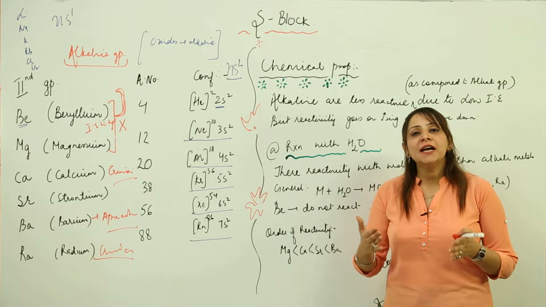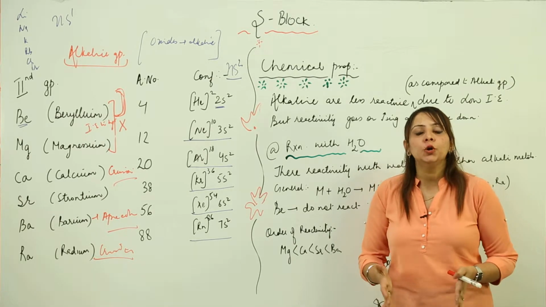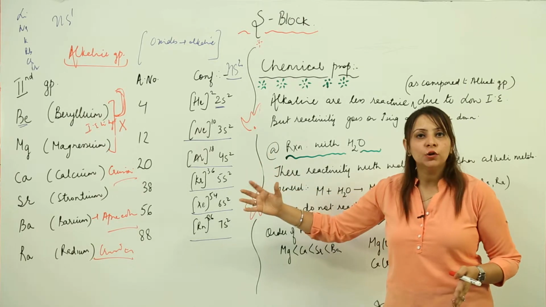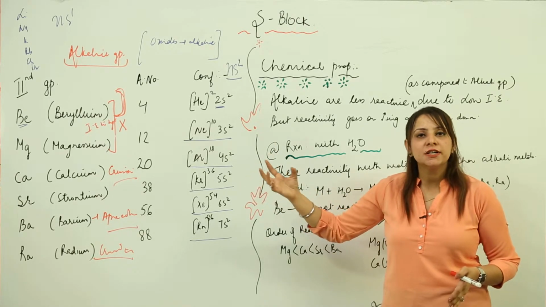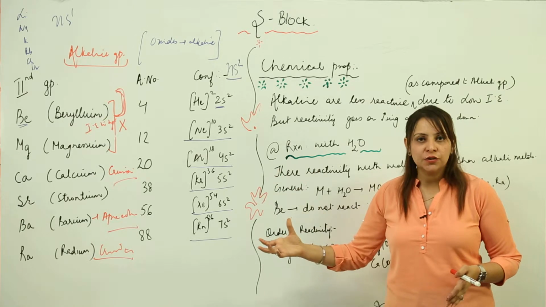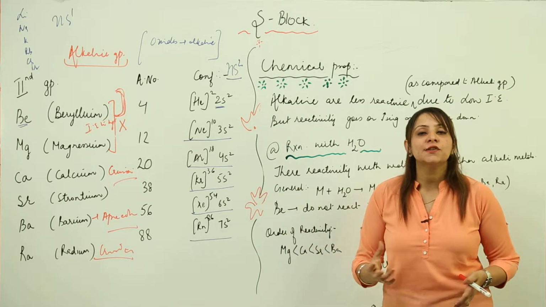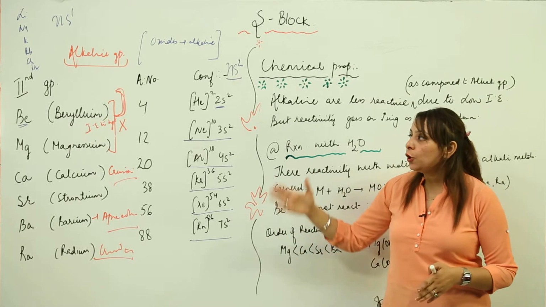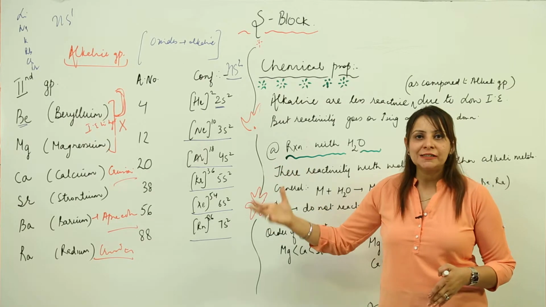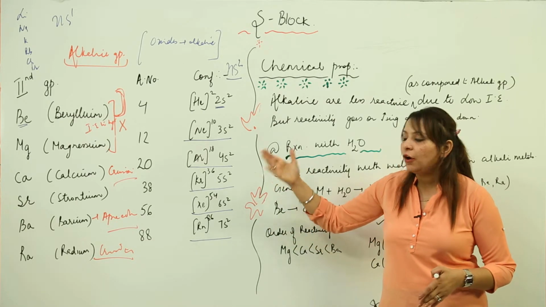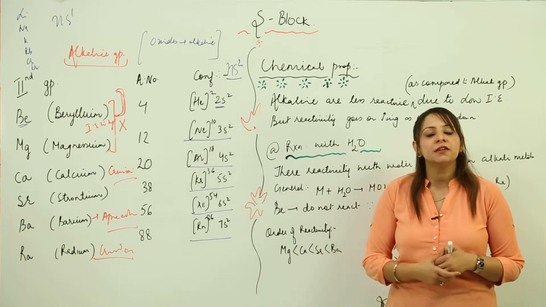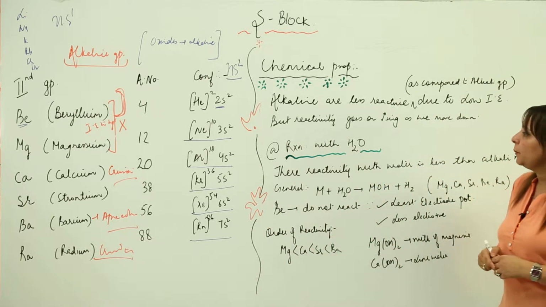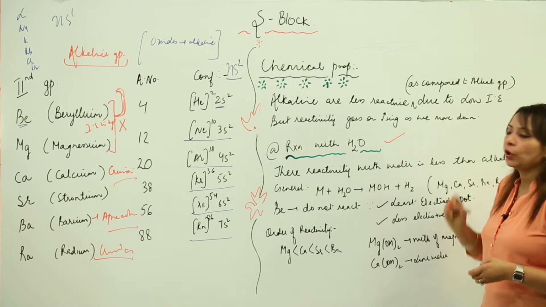But as far as their reactivity is concerned within the group, as we move down, we know that size is increasing, ionization energy is decreasing, and metallic character is increasing, so that means the reactivity is increasing. So in the group, beryllium is going to be quite less reactive, and as we go down to the last member, the reactivity is increasing. So the first property is the reaction with water.